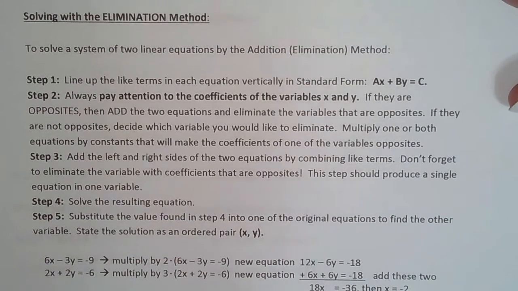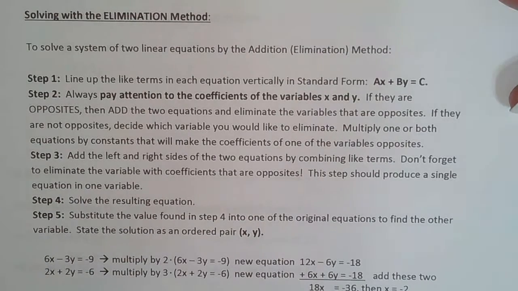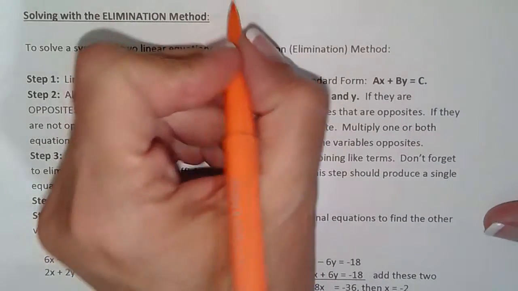This next method, method number 3, is called elimination, and some textbooks also call it the addition method.